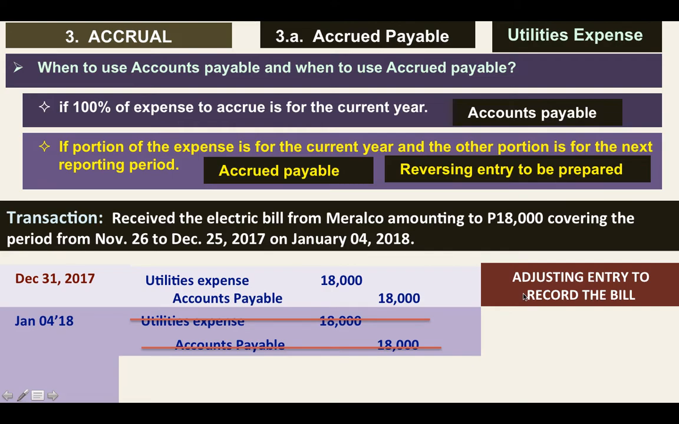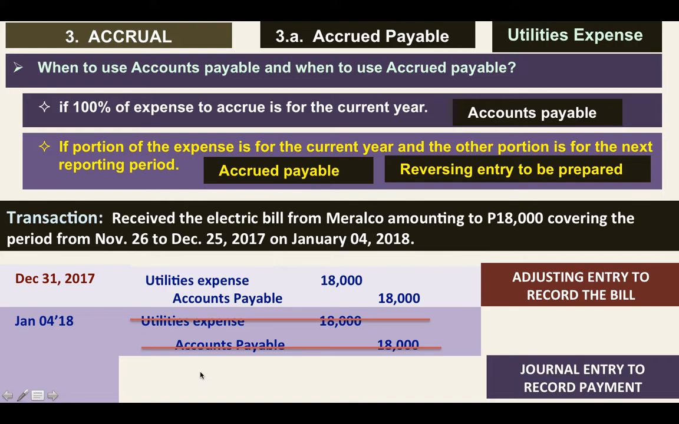Okay, so kung babayaran natin to, if we will pay this, we will just debit accounts payable and credit cash of 18,000. Okay, class?